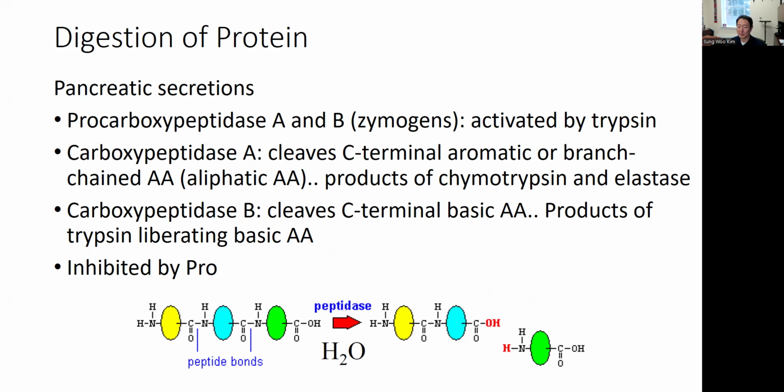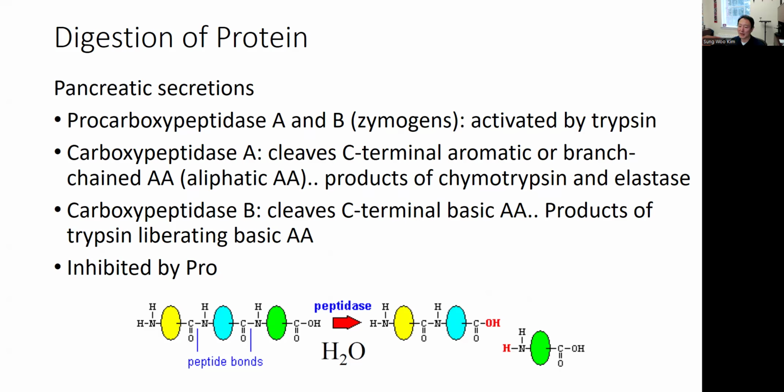And the carboxypeptidase A will remove aromatic amino acids or aliphatic amino acid, which are located at the carboxyl end of the small peptide, and this aromatic amino acid and aliphatic amino acid will become free single amino acids.